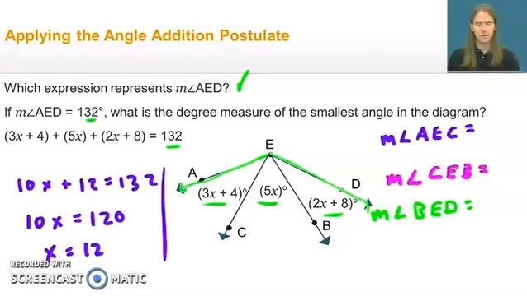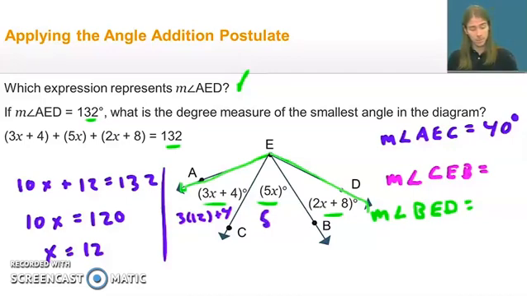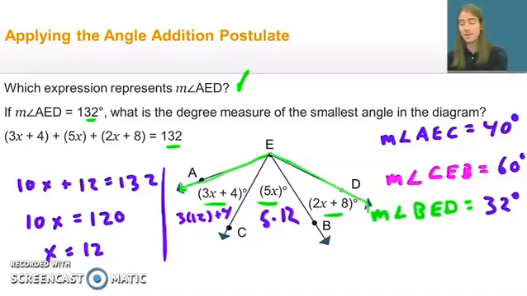Our final step is to substitute x into each of those expressions. So 3 times 12 plus 4 is 36 plus 4, which is 40 degrees. 5x, that gives me 60 degrees, 5 times 12. And then finally, 2 times 12 is 24 degrees, plus 8 more, is 32 degrees. So I see that the very smallest angle is angle BED.